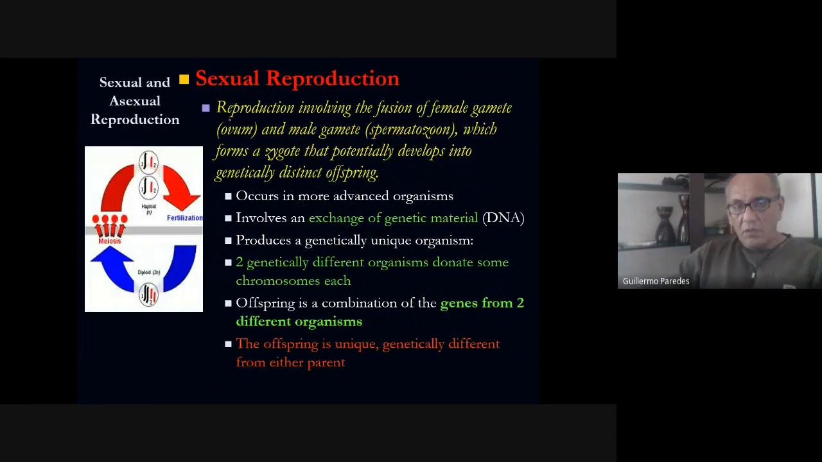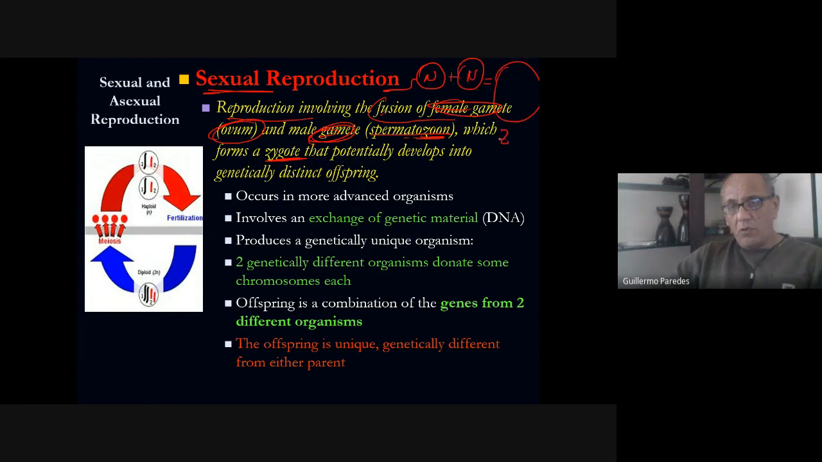All right, so sexual reproduction involves the fusion of the female gamete, the ovum, and the male gamete, which can be a spermatozoan. I told you already, if there's something unfamiliar, just translate it into spermatozoid. It's the same thing. So ovum and spermatozoid get together. That is sexual reproduction, which forms a zygote. What is a zygote? Here we have a spermatozoid with N chromosomes plus an ovum with N chromosomes, and they produce a cell called the zygote. This zygote is N plus N, 2N.